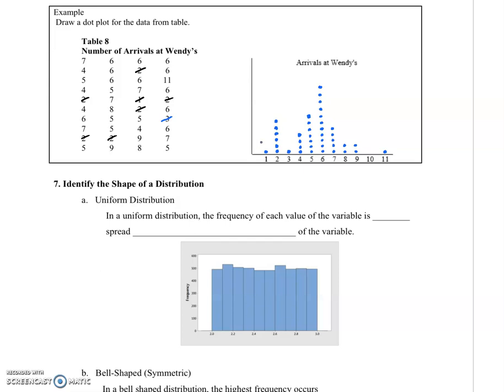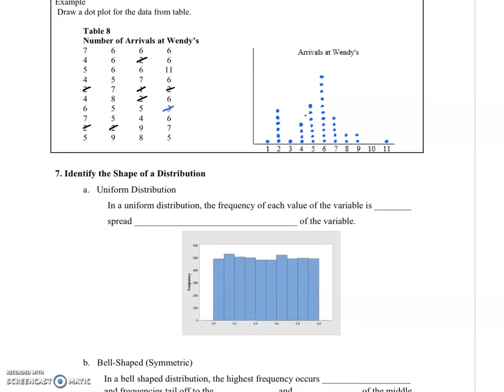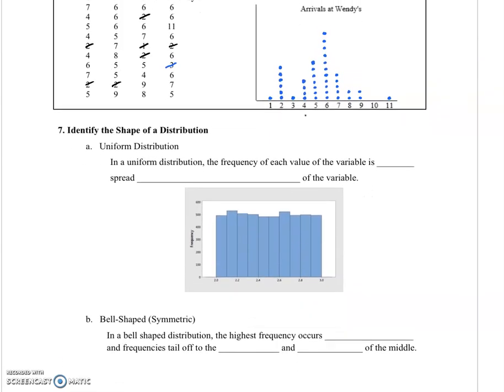So our dot plot should look like what we have here. Now you'll notice a dot plot also looks a lot like a histogram. So that's another reason why it's useful. It tells us how many of each data value we have, in addition to us being able to see the relative frequencies, more or less, of each one.